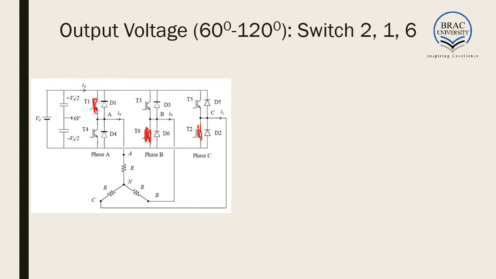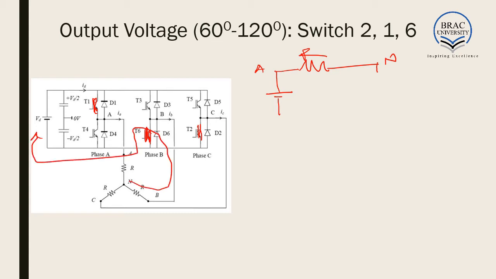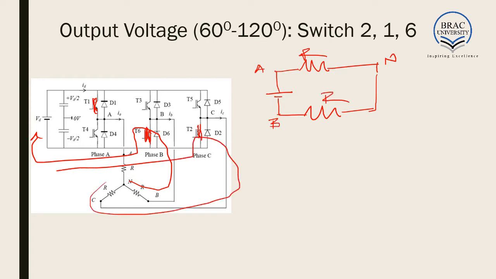If these 3 switches are closed, the equivalent circuit becomes, here we have node A. To node A we go into resistor R and reach the neutral. From the neutral, through resistor R we go to phase B and the negative of the voltage source. Again from the neutral, through this path we go to phase C.